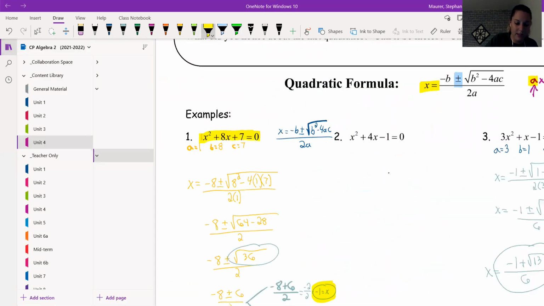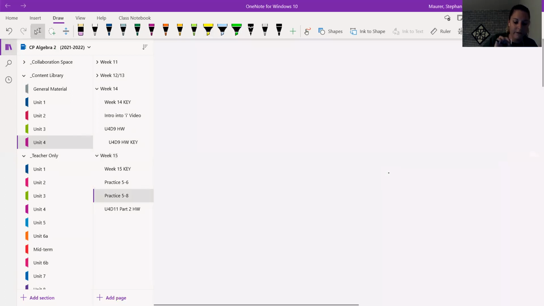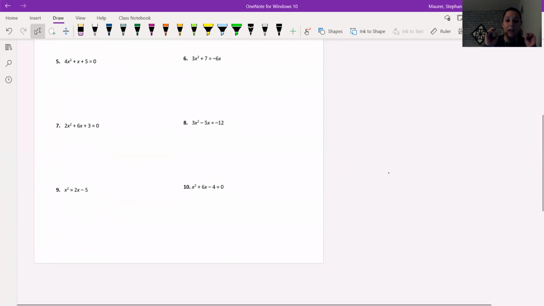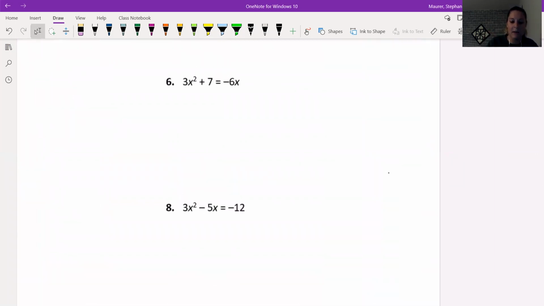Actually, I could show you guys here. 5-8. So really, you just have 10 problems going through that a, b, and c. Be careful with some of these. I'm just seeing them at a glance. These ones are not equal to 0. You need to get them equal to 0 first. Then you can go through a, b, c.